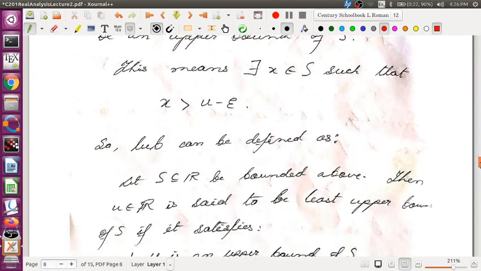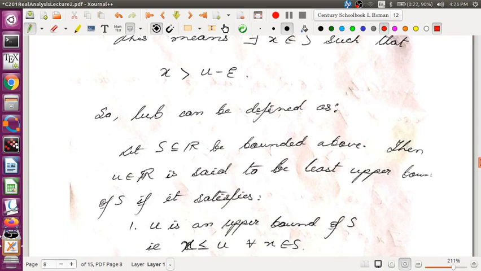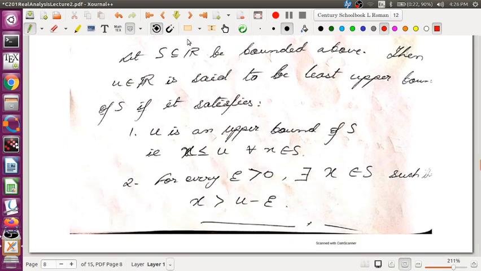So the least upper bound can also be defined in the following way, an equivalent definition. Let S, a subset of R, be bounded above. Then U belonging to R is said to be a least upper bound of S if it satisfies the following two conditions. First, U is an upper bound, and second, for every epsilon greater than 0, there exists an x inside S such that x is strictly greater than U minus epsilon.